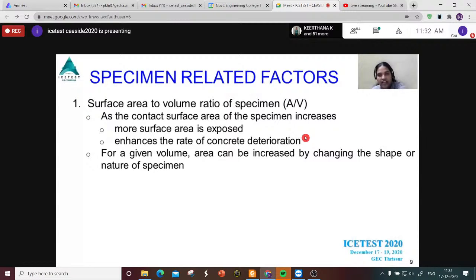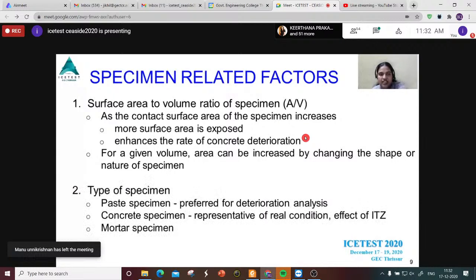For a given volume, area can be increased by changing the shape, that is providing a cylindrical shape, or by changing the nature of specimen. That is, if you are powdering the specimen, in both these cases, deterioration can be increased. Second point is type of specimen used.